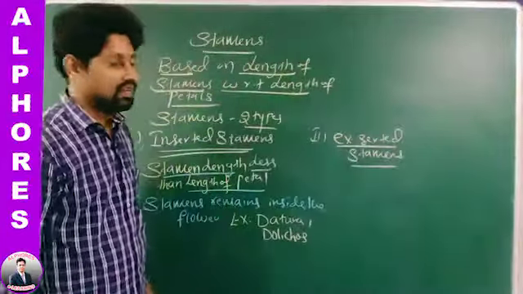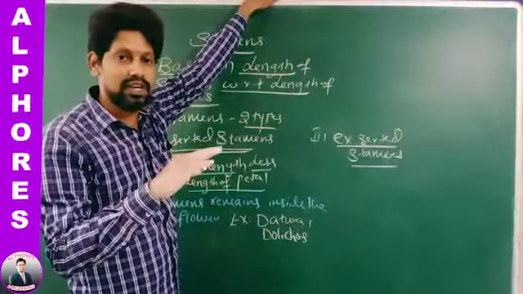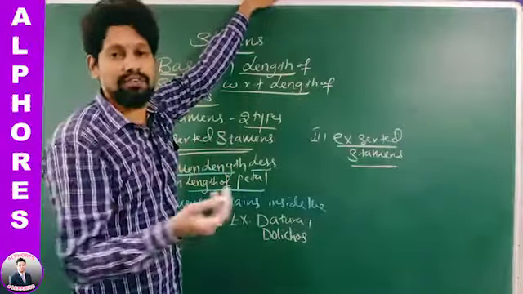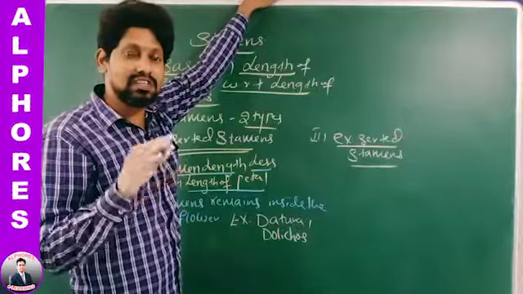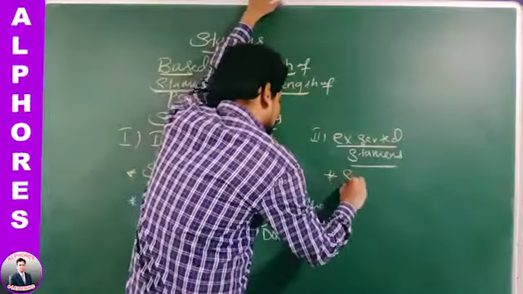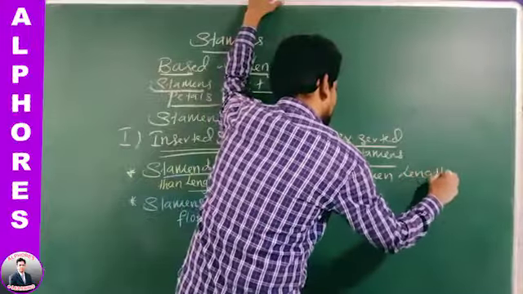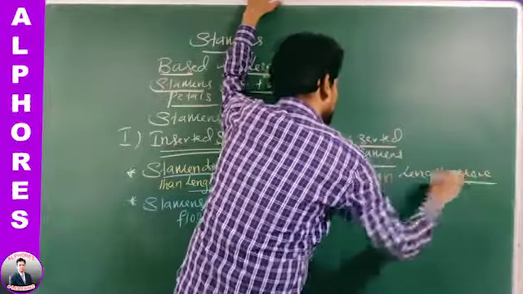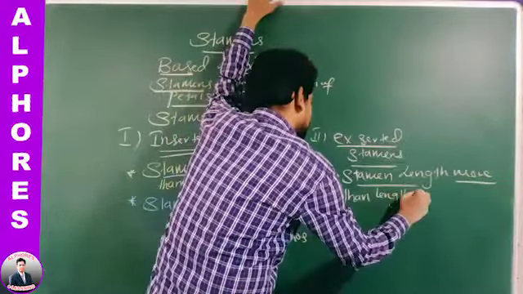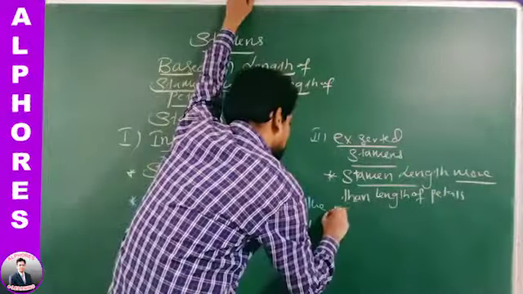What is the meaning of exerted stamens? The name itself indicates exerted. It means stamens come out of the flower. Why? Because the length of the stamens is more than the length of petals. Stamen length is more than the length of petals.